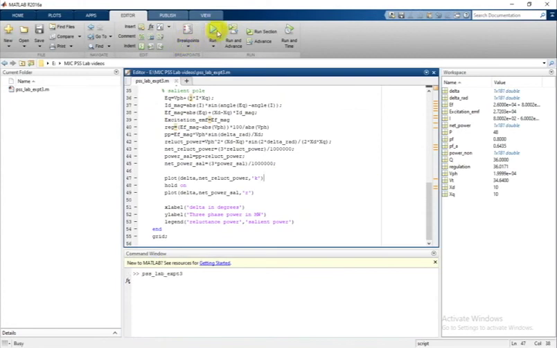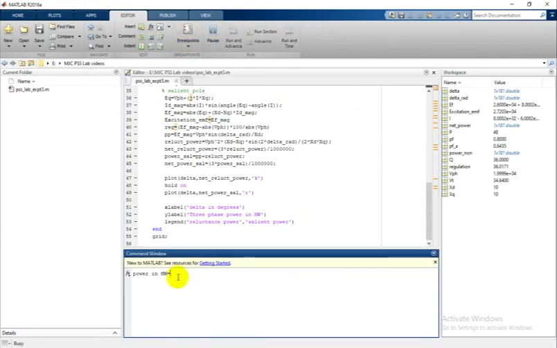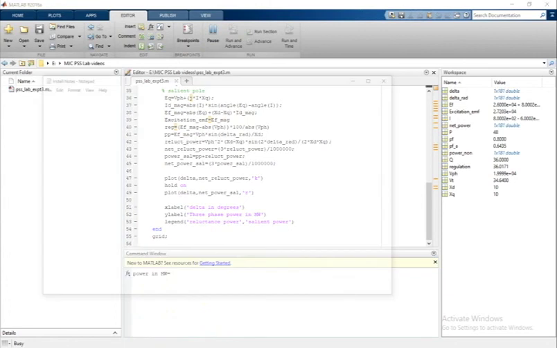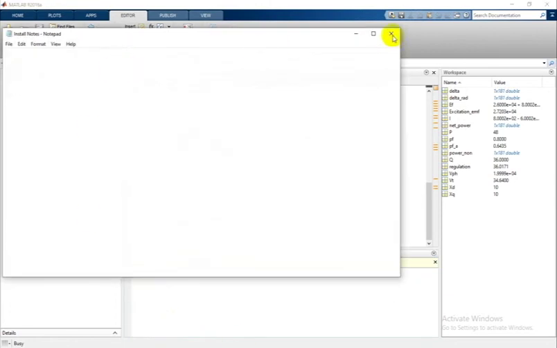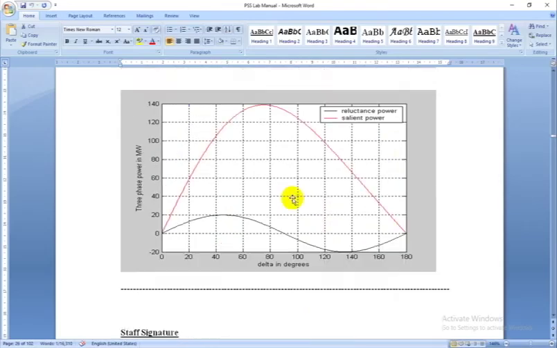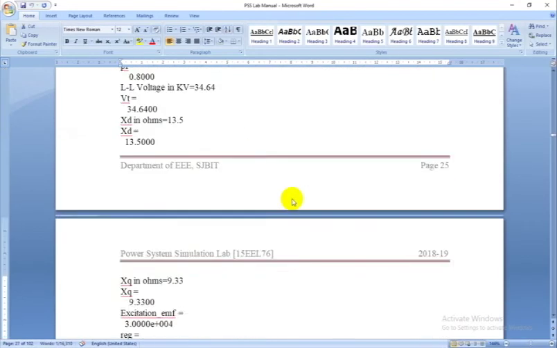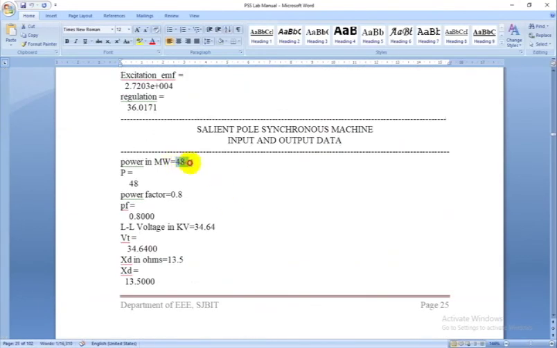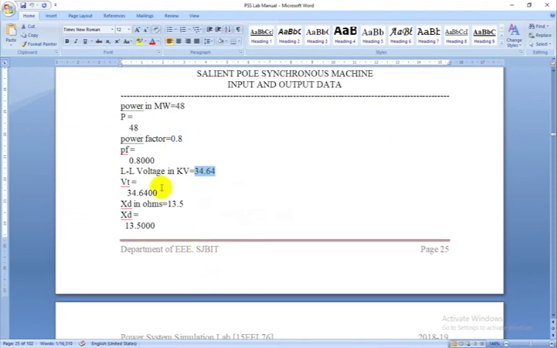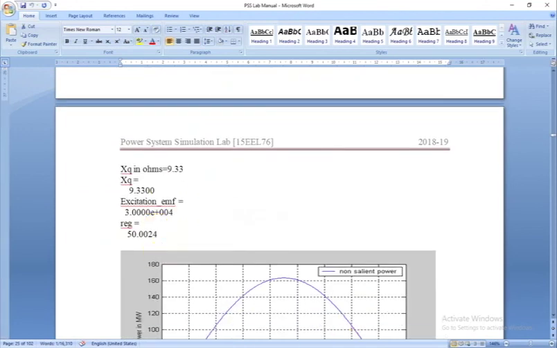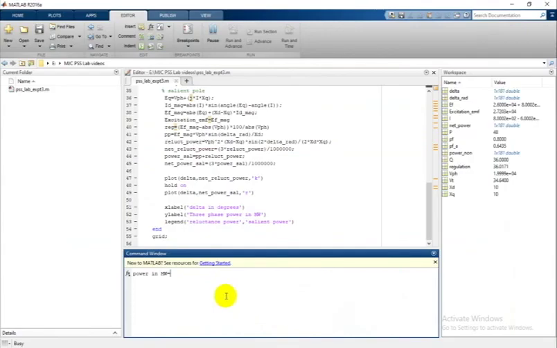Then run the program. So it is asking power in megawatts. It is given in the manual. You can see in the manual it is neatly given what inputs we have to give: 48, power factor 0.8, 34.64, and XD and XQ. Whatever is given, you type as it is, and you will get the answer.